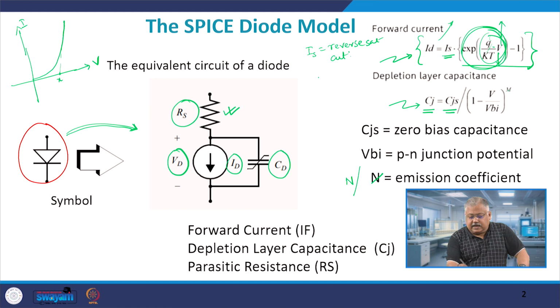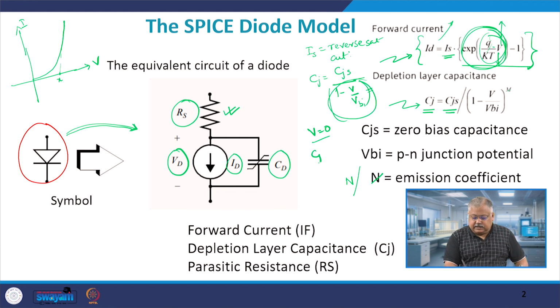Now, let me write this down in a proper fashion so that you can easily understand. Assuming m equals 1, I can write Cj equals Cj0 divided by 1 minus V by Vbi. So, basically it means that when V equals 0, this whole quantity equals 1 and Cj equals Cj0, this is zero bias. Now, when you go on increasing the value of V, this quantity starts to increase.